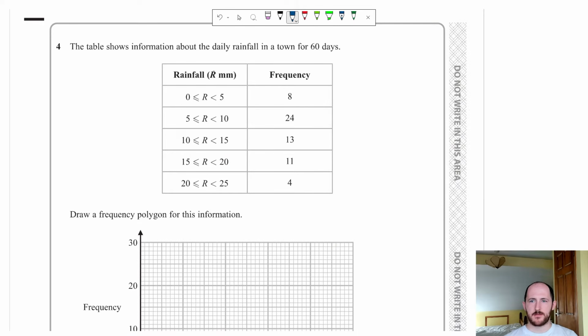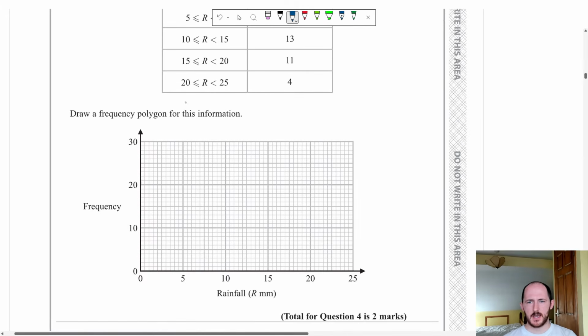The table shows information about daily rainfall. It gives us this table, which is a grouped frequency table. It's grouped because we have these class widths, and it's frequency because it gives me the frequency. Shocking, I know. Draw a frequency polygon. Now, the biggest problem with frequency polygons that I've come across is students confusing it with a cumulative frequency diagram or even a histogram.